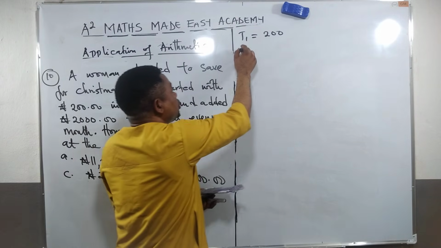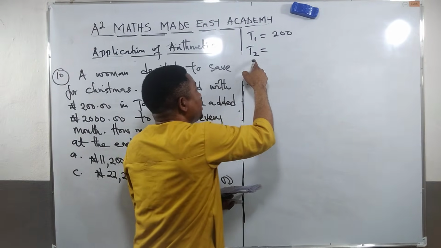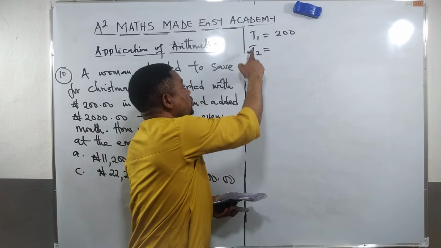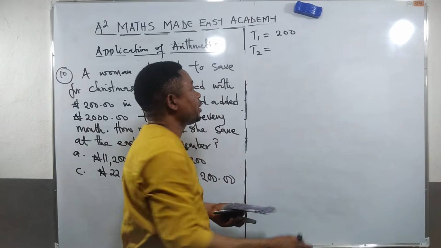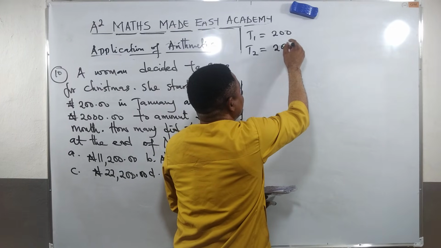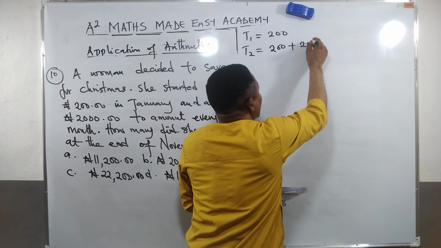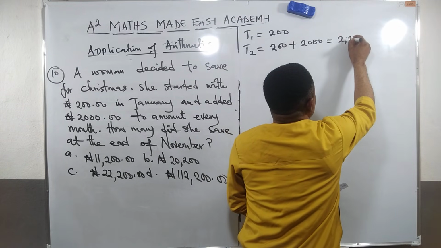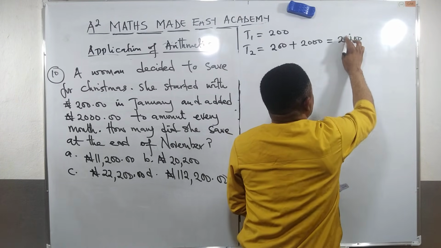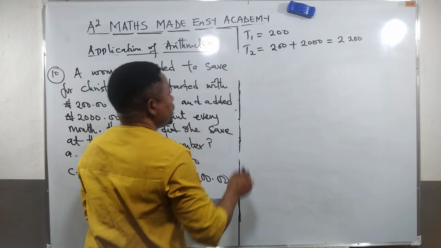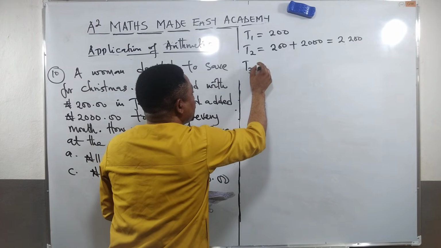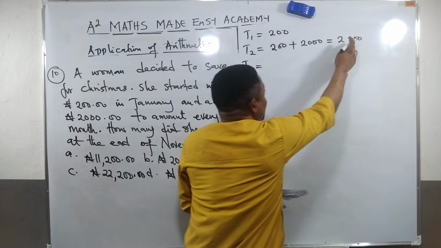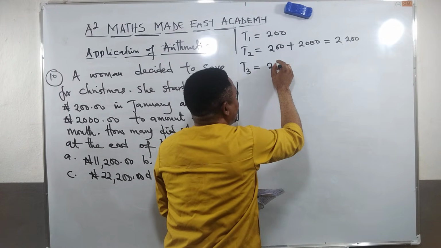So T2, the second term, is February. January is T1. For February I have my 200 that she saved plus the 2,000 naira that she added. If you add them together, it will give you 2,200. Then we move to the third term, which is March. You bring this one forward, it becomes 2,200.